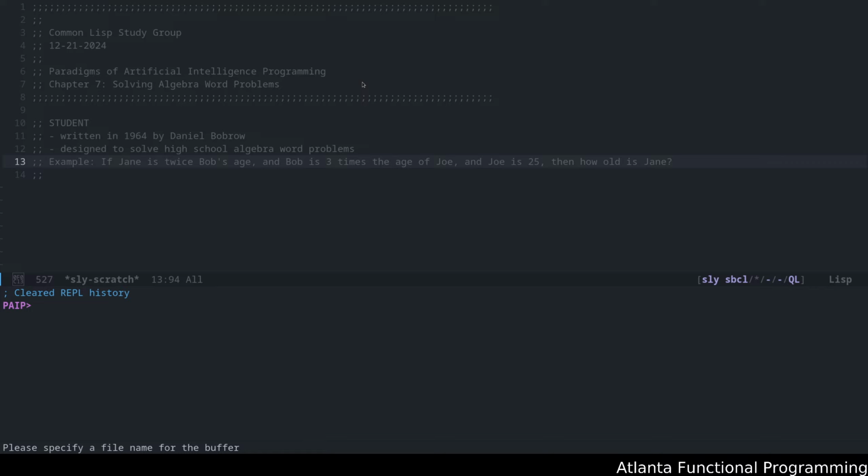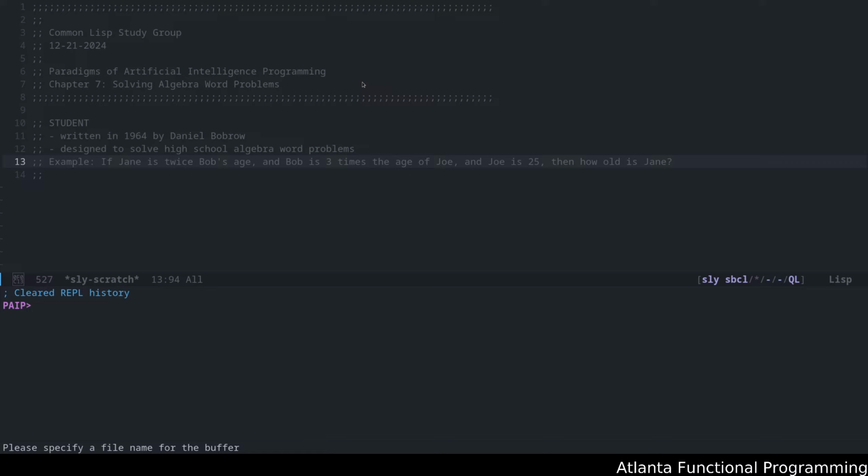But first, we need to talk about what Student is. Student was written by Daniel Bobrow as part of his 1964 PhD dissertation, and it was a program that was specifically designed to solve the kinds of word problems that one would see inside of a high school algebra textbook.